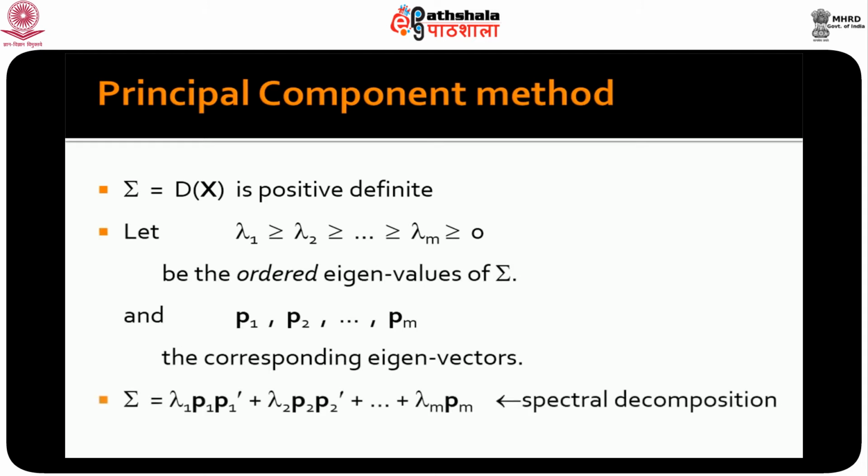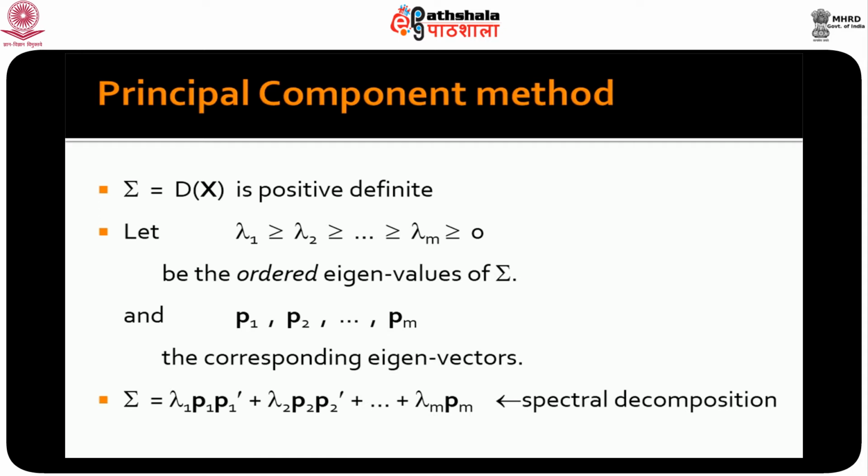Now, you know that if sigma is a positive definite matrix with eigenvalues lambda 1, lambda 2, up to lambda p, all positive because it is a positive definite matrix, and with these eigenvalues ordered in the sense that lambda 1 is greater than lambda 2 is greater than lambda 3 and so on and so forth, then we can write sigma as lambda 1 into p1 p1 prime plus lambda 2 into p2 p2 prime plus up to lambda m into pm pm prime.